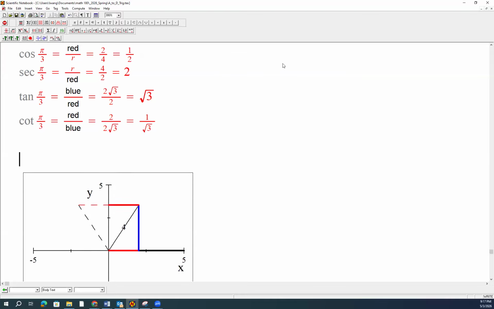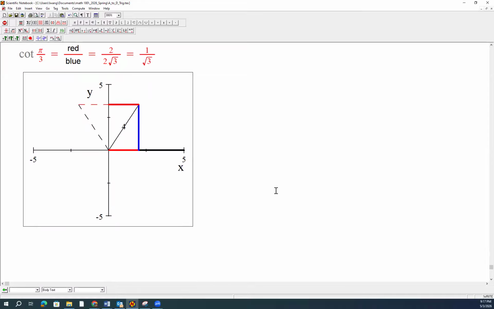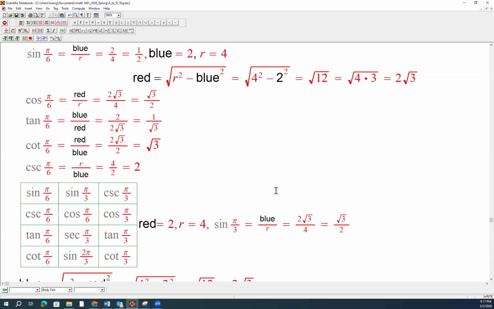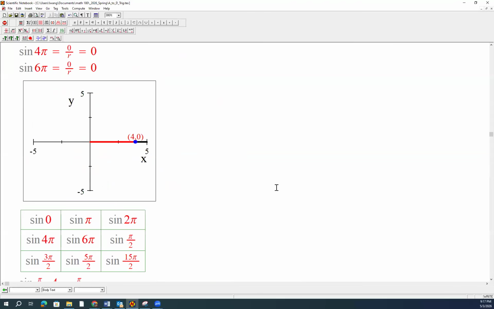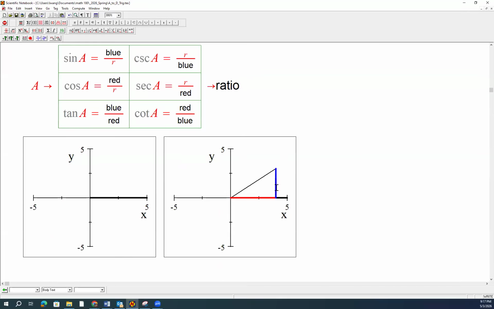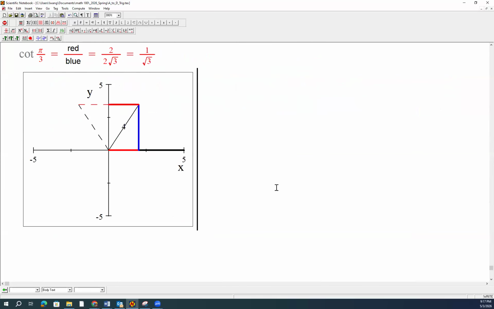wait a second, did I take the wrong picture? Okay, we'll use this one, since I have recorded this much.